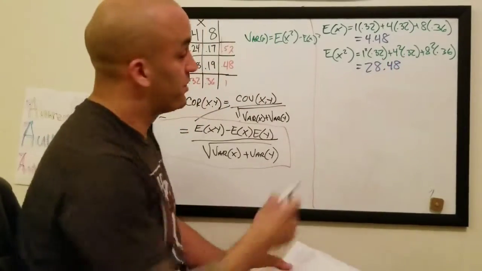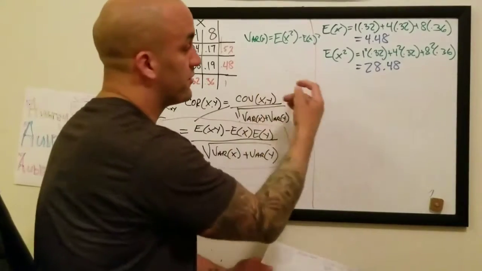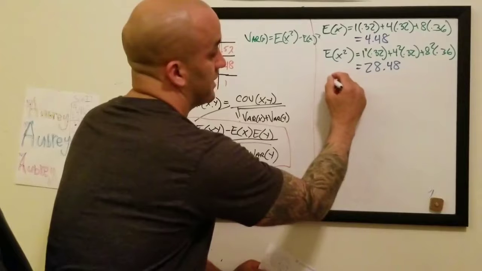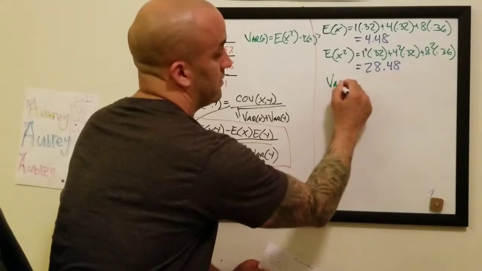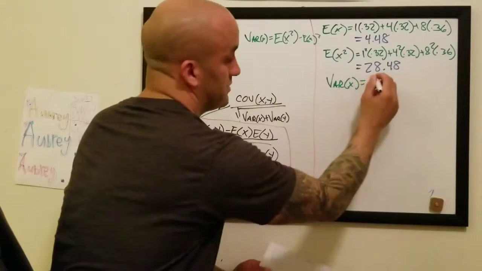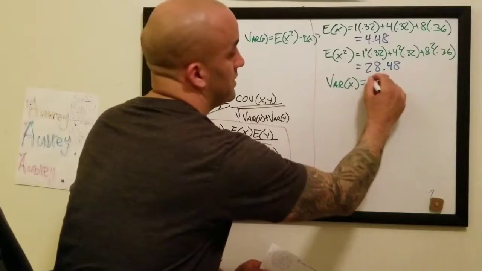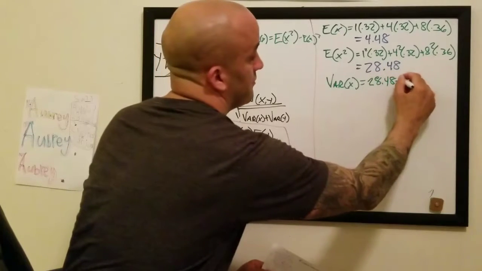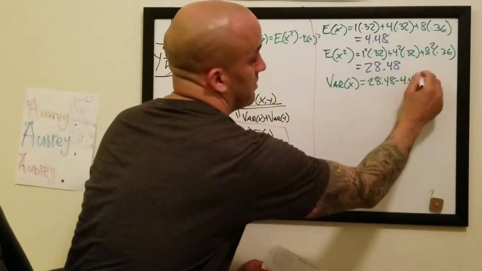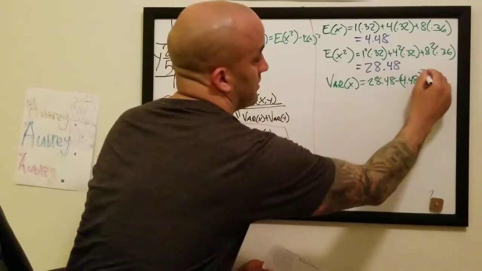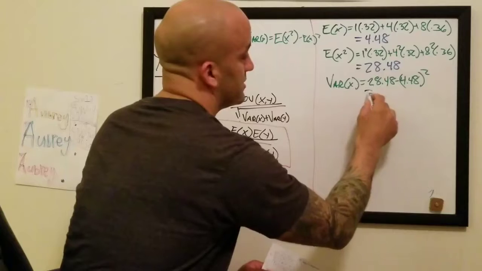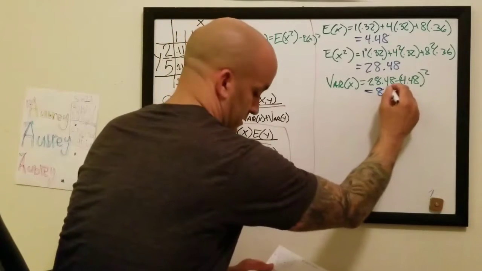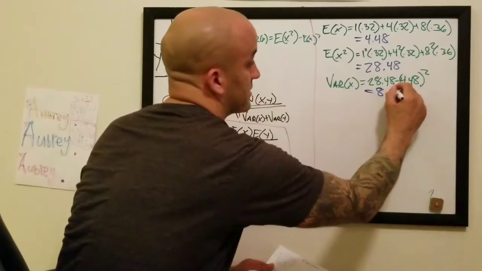And then from there, we just plug these numbers into our variance computing formula to find the variance of x, which is going to go in right here, right? So we're going to have variance of x is equal to 28.48 minus 4.48 squared. And that should just give us 8.4096.